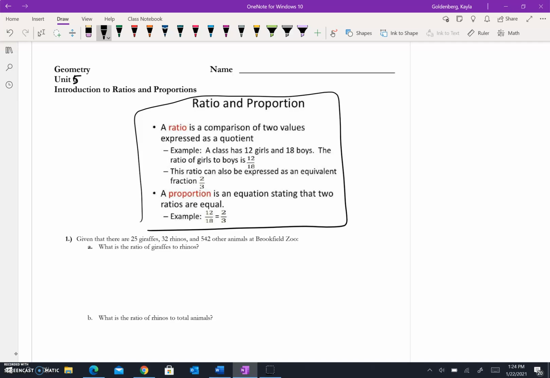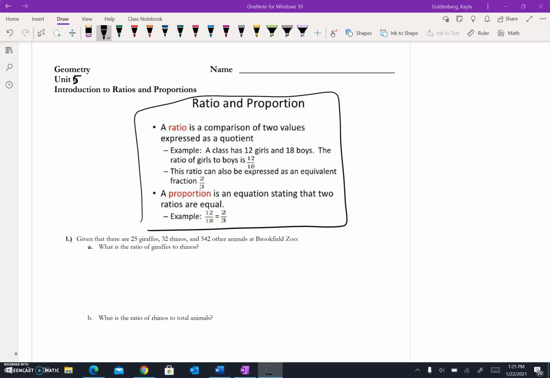A ratio is comparing 2 values. Like if you have 12 girls and 18 boys, you could do the ratio of girls to boys in a classroom. And then you can also sometimes simplify them, like 12 over 18 could simplify because they're both divisible by 6. There are 2 6s on the top and 3 on the bottom.